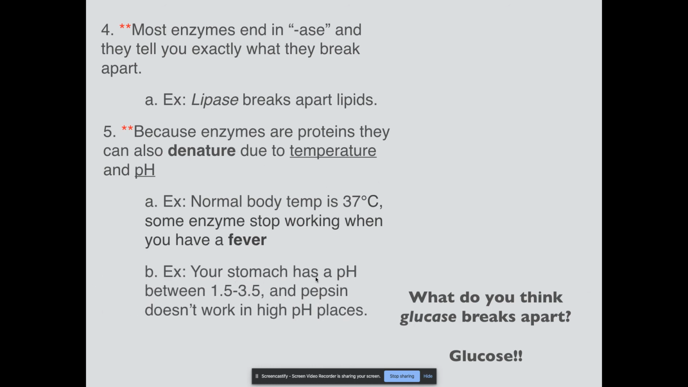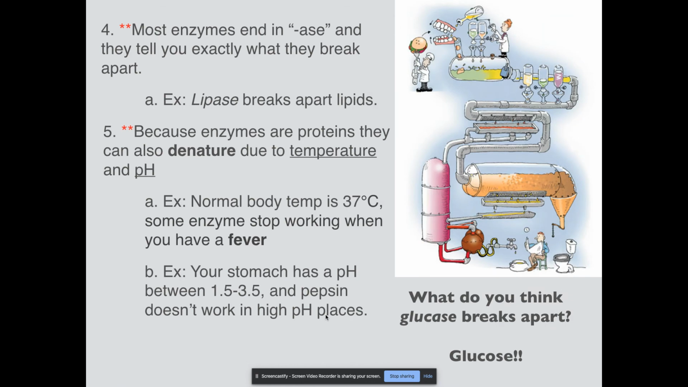Another one, your stomach has a pH between 1.5 to 3.5. And so pepsin is an example of an enzyme that doesn't end in -ase, but it doesn't work in high pH places. So pepsin breaks apart protein. Specifically, it's peptide bonds that it breaks, so maybe that's where pepsin gets its name, but it doesn't work in high pH places like your small intestine. Here is a very gross little cartoon. Each one of these little squirt bottles is an enzyme.